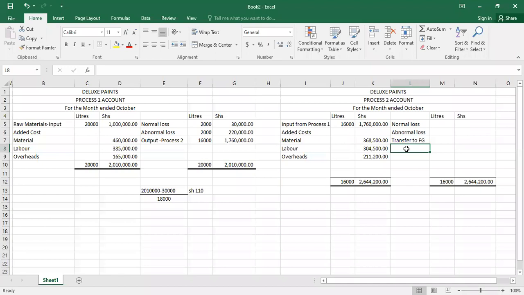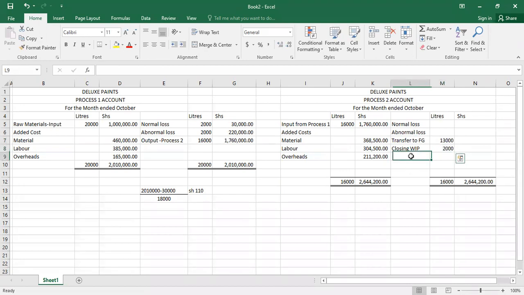Do you have that figure? What are we transferring to finished goods? You've been given this. How many units are we producing? 13,000 liters. And we have the closing work in progress, isn't it? Been given closing work in progress. 2,000 liters. So this totals to 15,000.